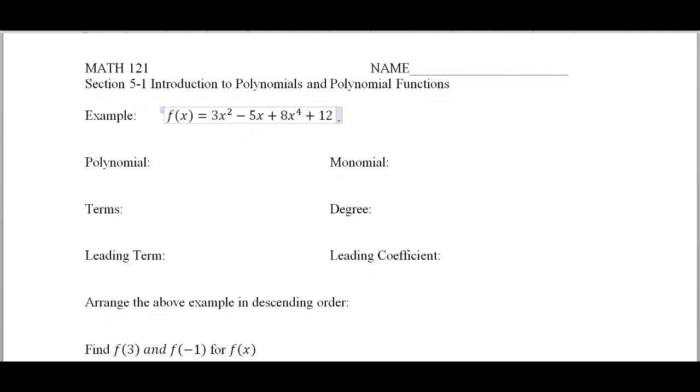I have a polynomial function with 4 terms in it, and I'm going to describe to you some vocabulary words that we'll be using for this chapter. Okay, now, a polynomial is a group or a cluster of monomials. And a monomial is numbers or variables multiplied together.